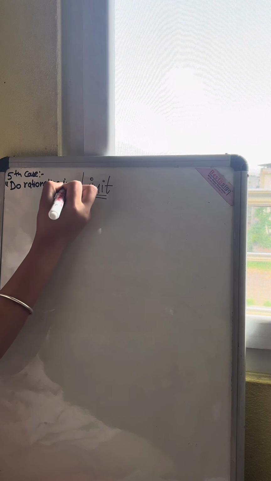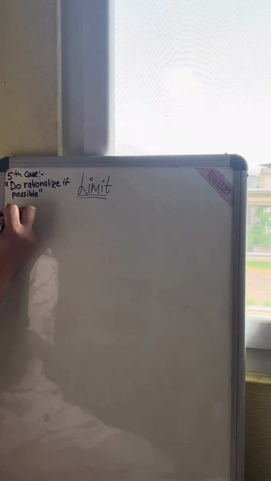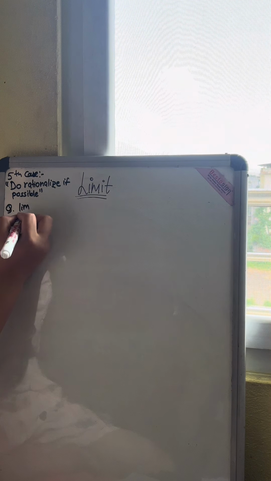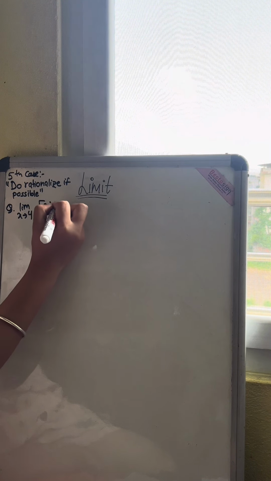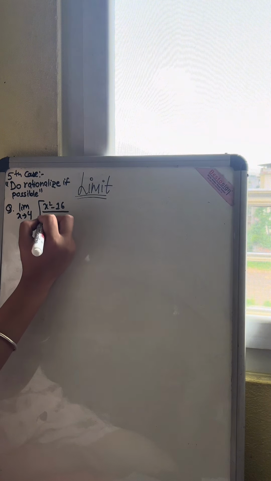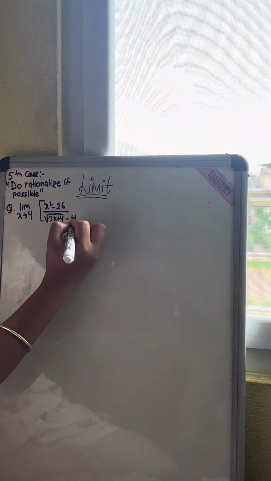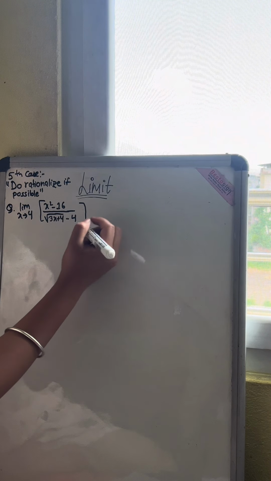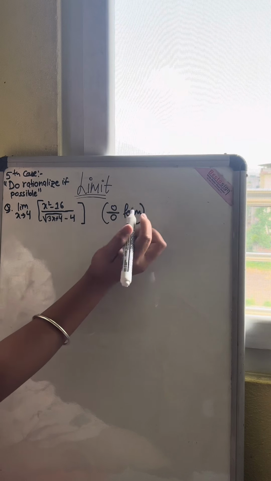Finally, we are in our fifth case, which is also the last case. Here we have to rationalize and solve the problem. Here the question is limit x tends to 4 bracket x square minus 16 upon root under 3x plus 4 minus 4, which is in the 0 upon 0 form.